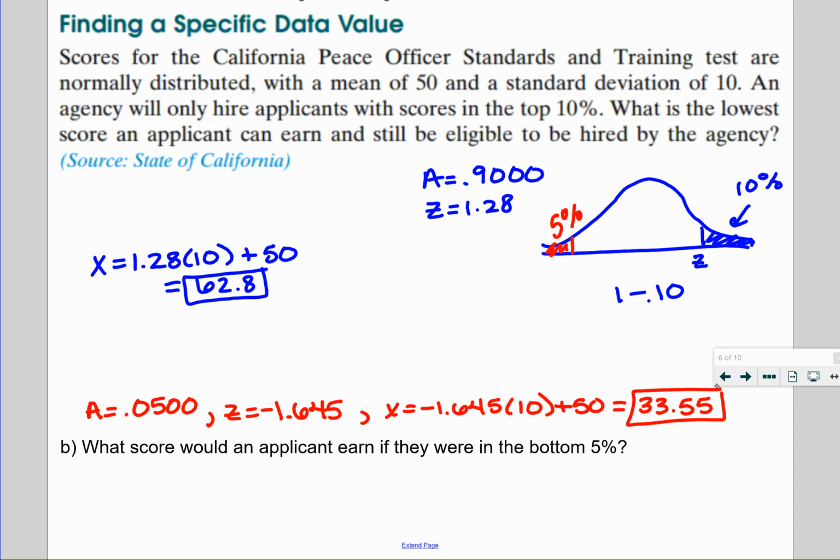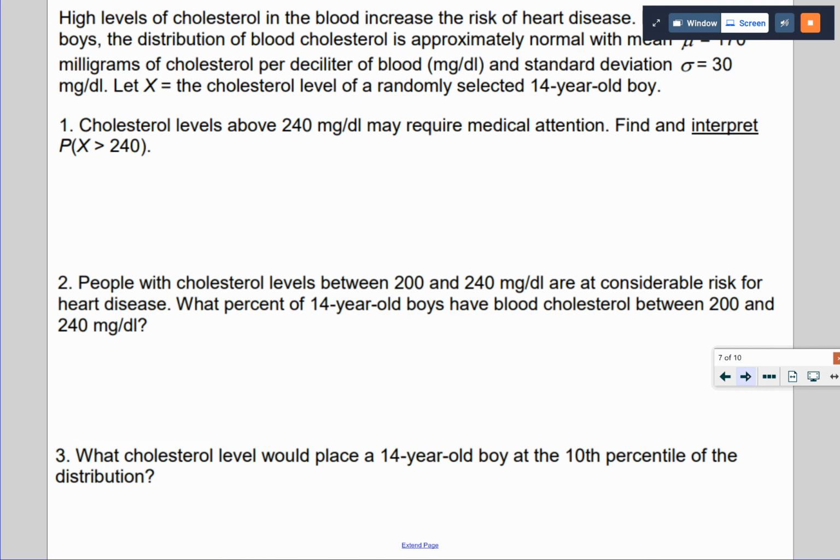Questions on those two? Okay. Last slide we're going to do together is this guy. High levels of cholesterol in blood increase the risk of heart disease for 14-year-old boys. The distribution of blood cholesterol is approximately normal with a mean of 170 and a standard deviation of 30 milligrams per deciliter. The X is the cholesterol level of a randomly selected 14-year-old boy.